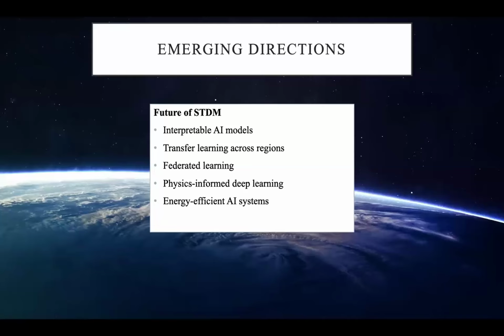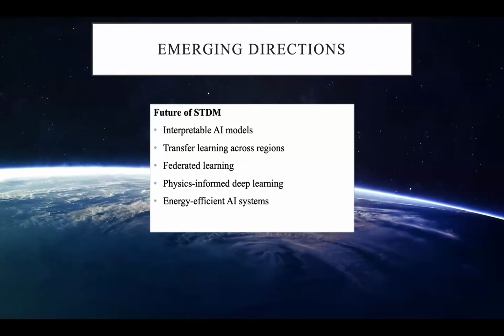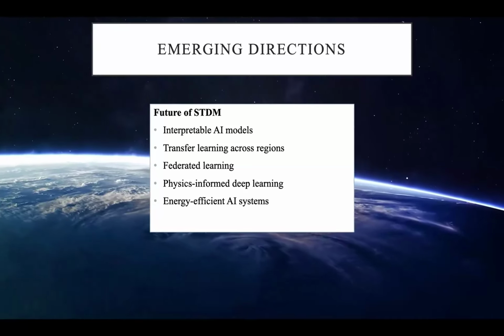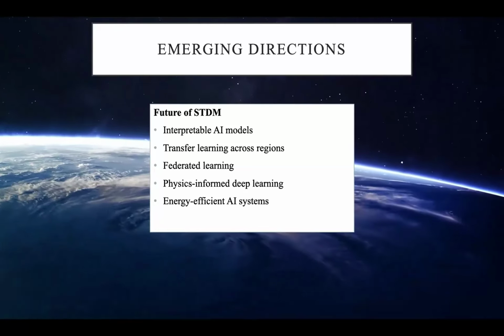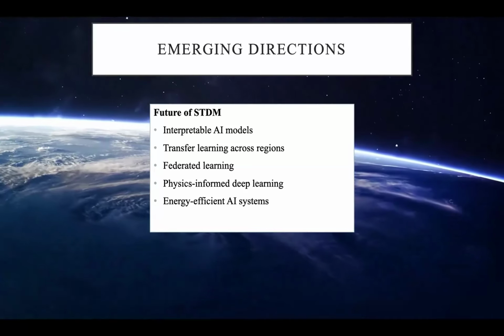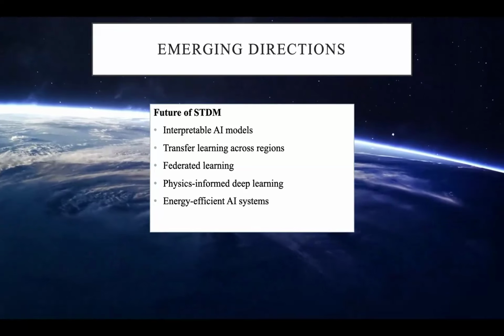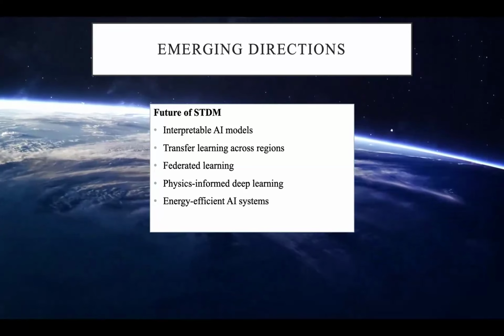Okay. Now, these are the emerging directions. Looking forward, there are several promising futures for STDM. There is growing interest in interpretable AI, transfer learning across regions, and federated learning to preserve data privacy. Physics-informed deep learning is particularly promising for climate science, while energy-efficient AI systems are essential for sustainable deployment.